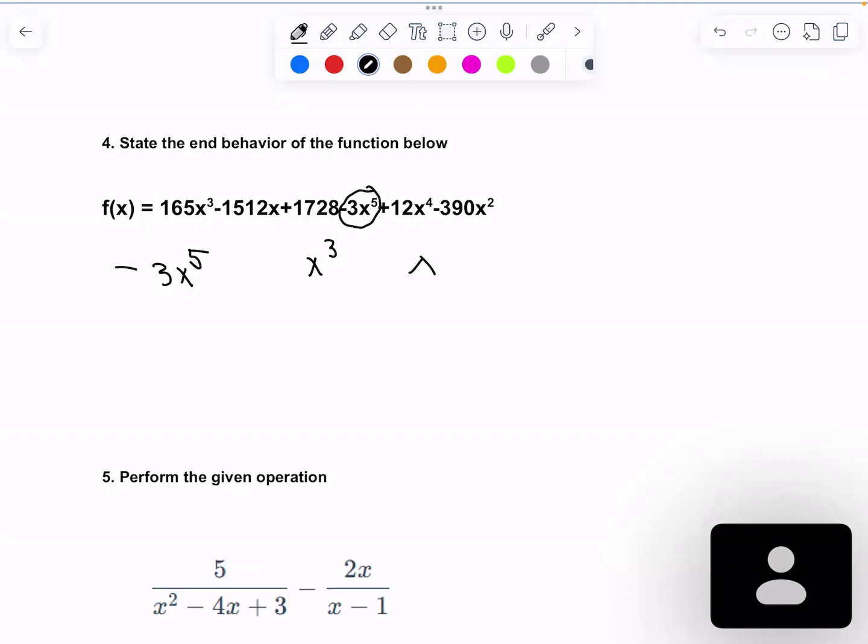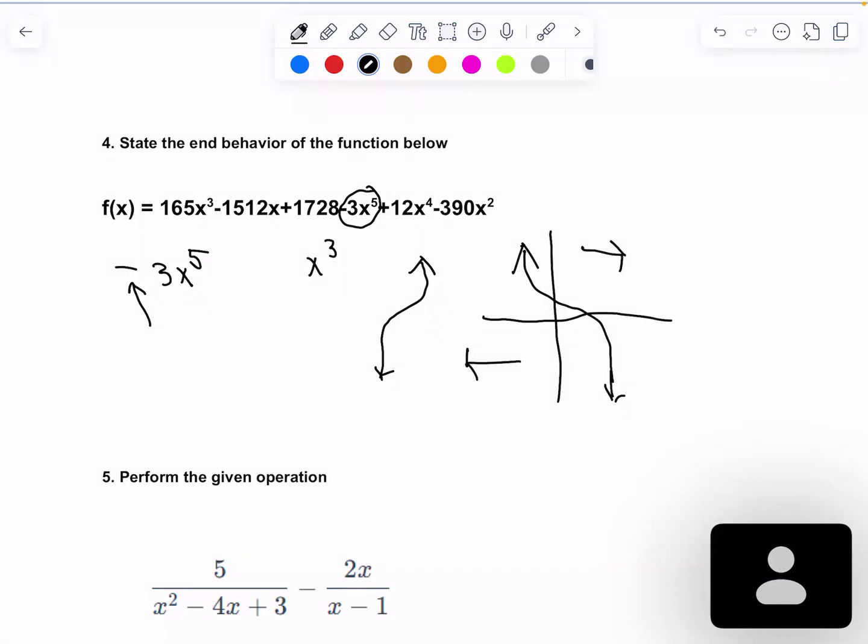And x cubed looks like this, right? But this one is negative x cubed, which would be a reflection. So it's going to look like this, just flipped, right? Now, if I put a little axis here, remember end behavior: as it goes this way and as it goes this way, what is y doing? Is it going up or down, right?